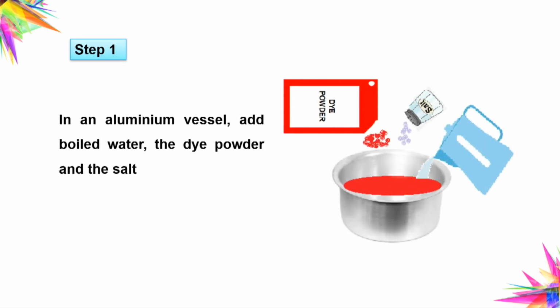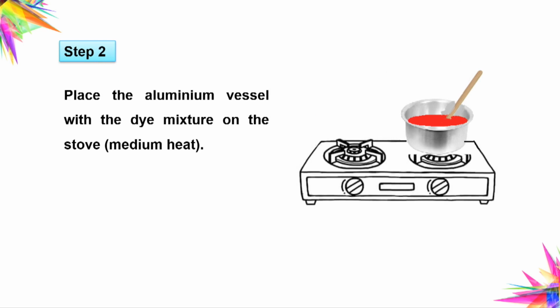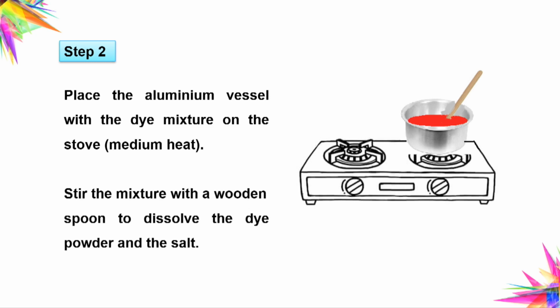So the step one would be, in an aluminium vessel, add boiled water, the dye powder and the salt. Put 2 tablespoons of salt per 1 liter of water. Step 2. Place the aluminium vessel with the dye mixture on the stove, medium heat, and stir the mixture with a wooden spoon to dissolve the dye powder and the salt.